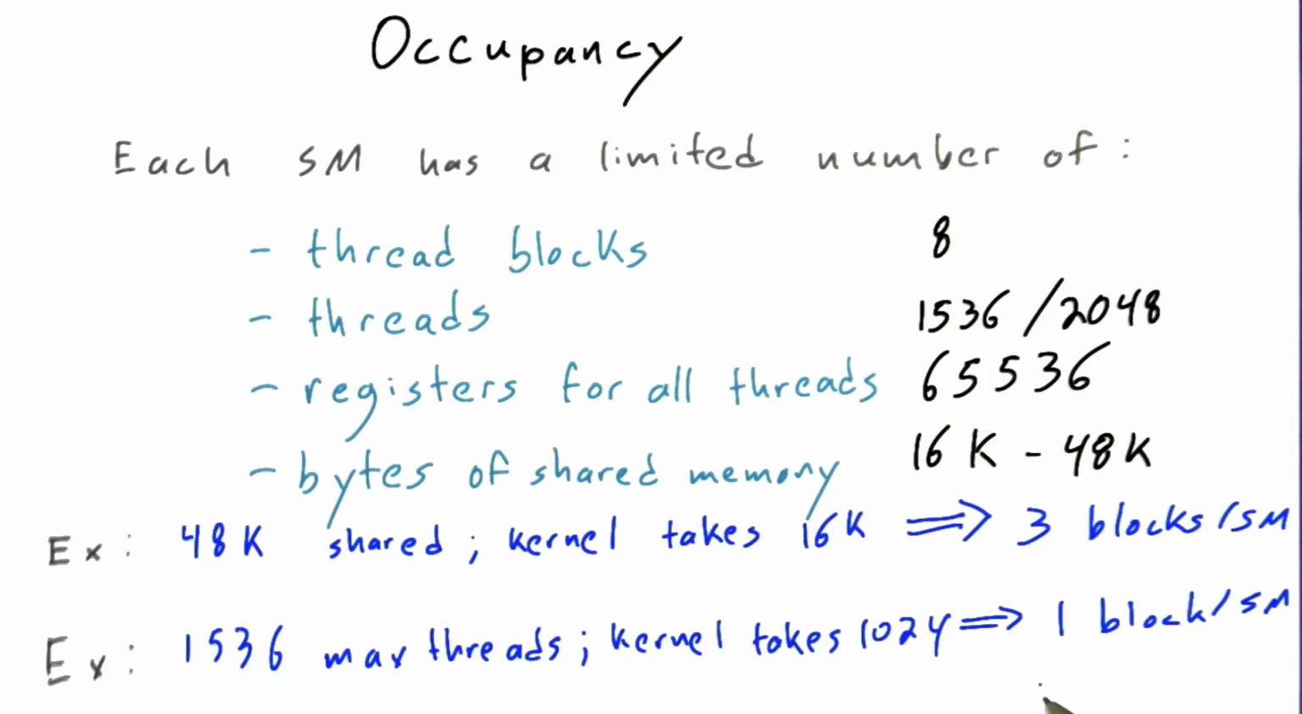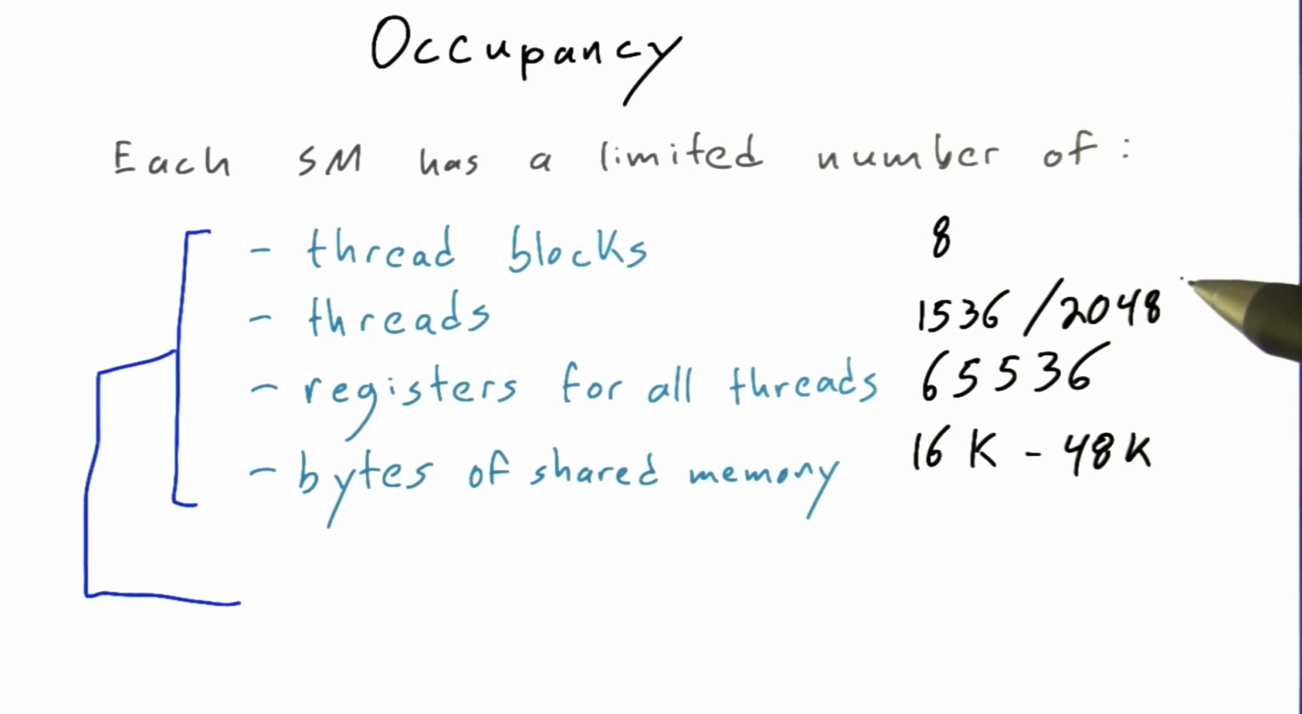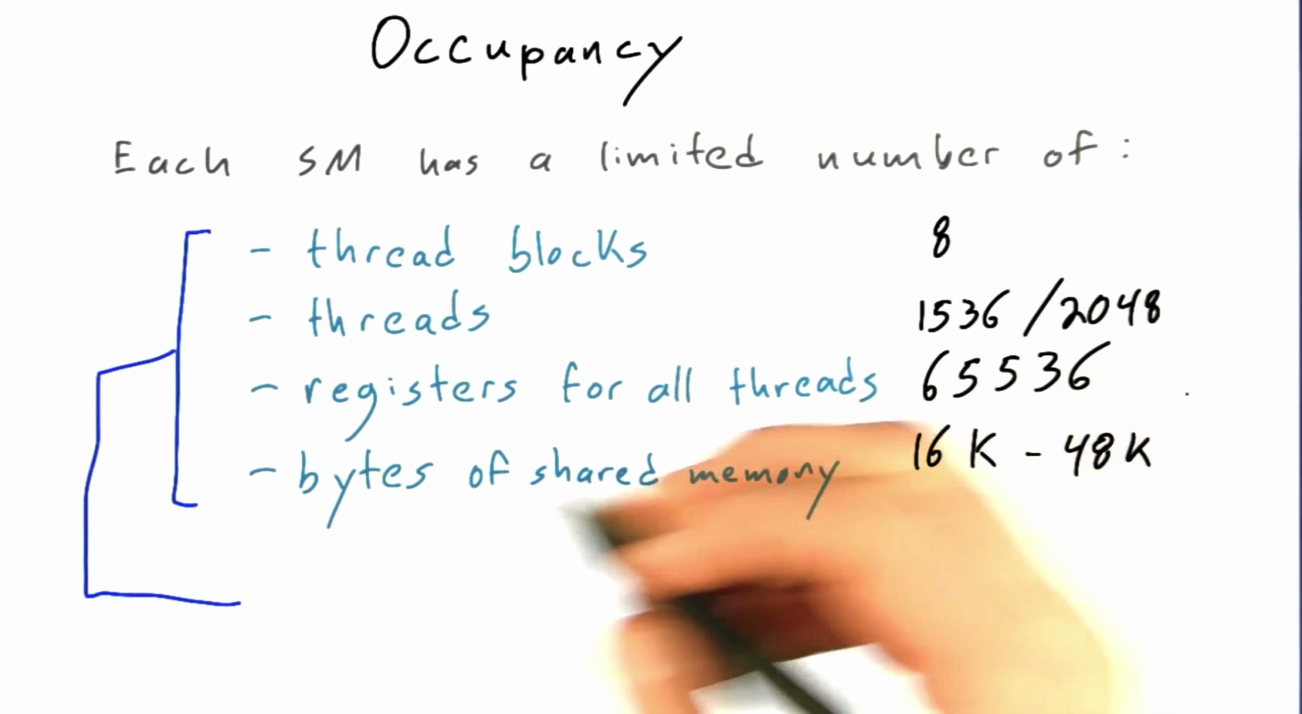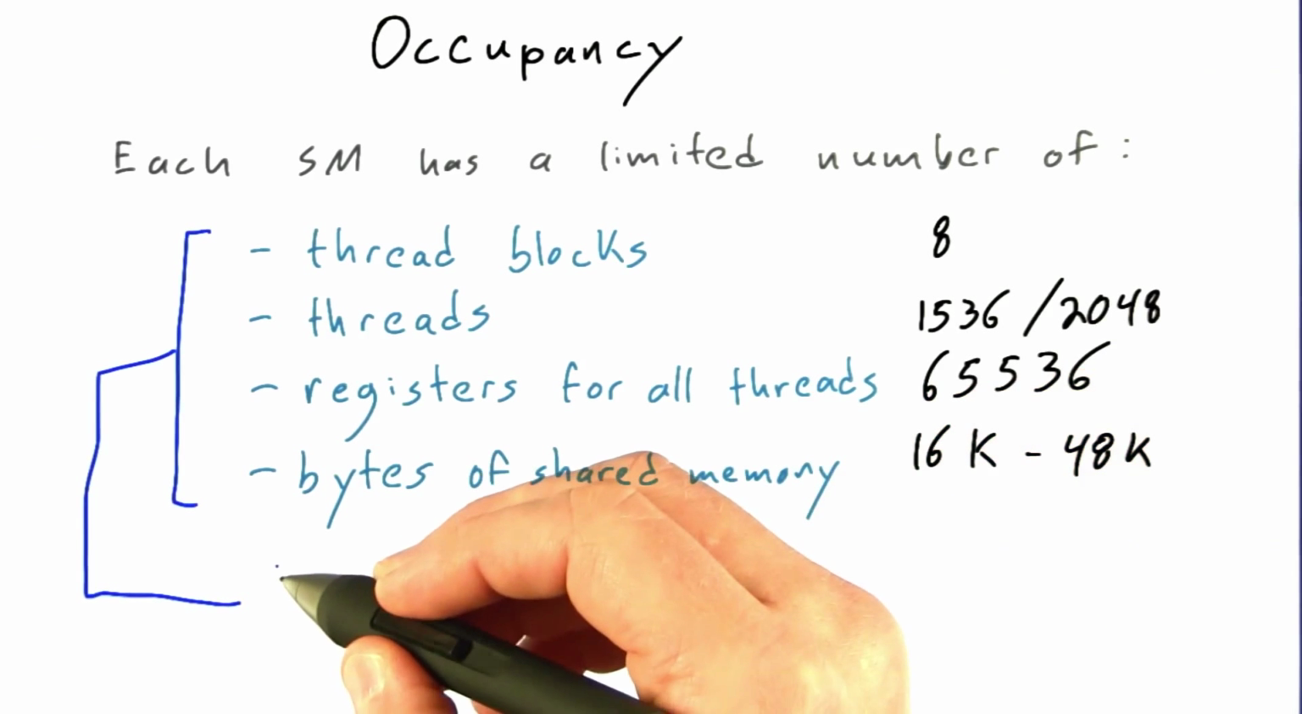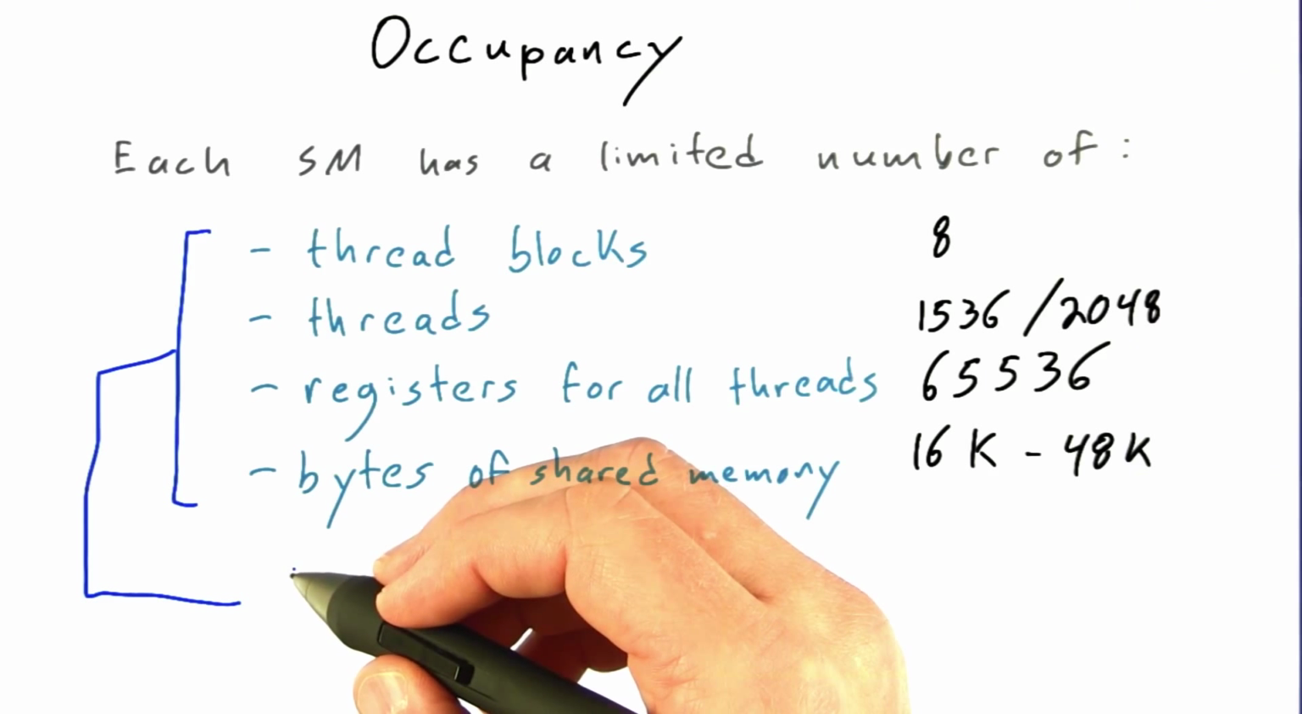And if I can only run one block on that SM, then I'm getting a maximum of 1,024 threads on that SM. So my occupancy is not as high as the SM could handle. You can get these vital statistics for the particular GPU you're programming to by looking it up in the CUDA reference manual or by making various CUDA calls on the GPU.